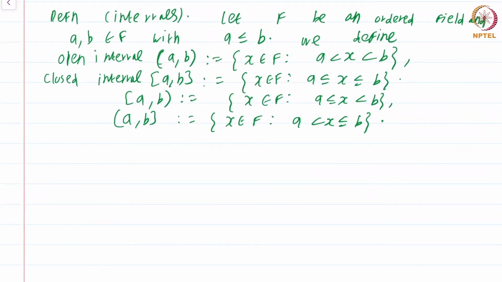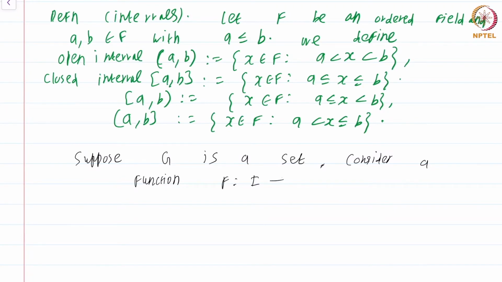Before that, let me just talk about index sets. Suppose G is a set. Now we want to refer to an indexed collection. That just means that I consider a function f from another set I to G that is bijective.